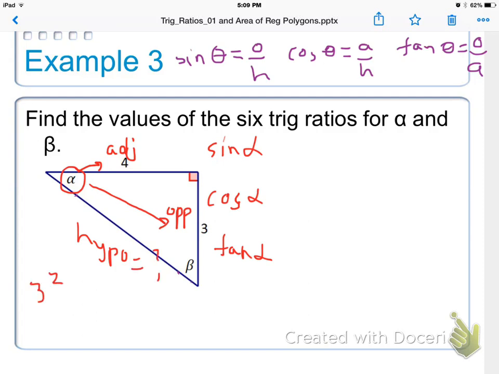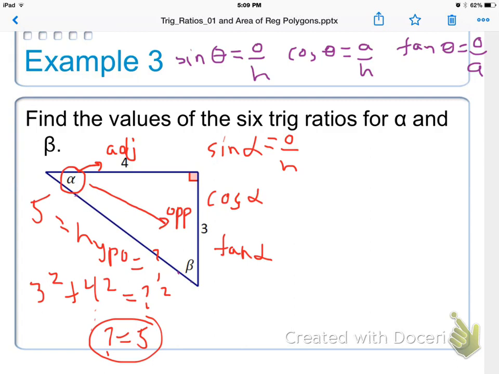Okay, so we know that, and now the problem is, what is the hypotenuse? Well, it's 3 squared plus 4 squared, because it's a right triangle, equals the question mark squared. And when you do all that work, you get question mark equals 5. So we know the hypotenuse is 5 now. So we should have everything. So sine alpha is opposite over hypotenuse, which is, the opposite is 3, the hypotenuse we just figured out is 5.